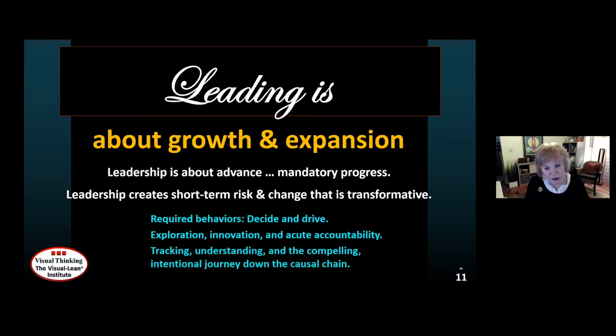I'm going to illustrate this in a moment through a personality that I think we'll all recognize. It is about, and I want to get these words into our conversation so that you consider them, tracking in order to understand, tracking in order to compel the journey down the causal chain. Leading is about the investigation of causality, the insistence to understand the sequence of causes that create outcomes, both positive causes and negative causes.